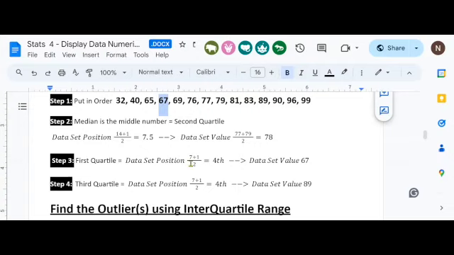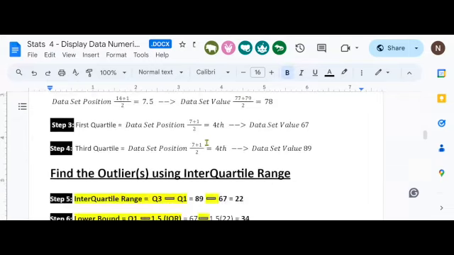Now, what about the third quartile? How can I know? We have 7 numbers, right? So count 7 and then go for the middle one, or do it by position: 7 plus 1 divided by 2, and the fourth one will be your third quartile. Now, do you remember the second quartile? What was the second quartile? 78, the one number in the middle here, right?